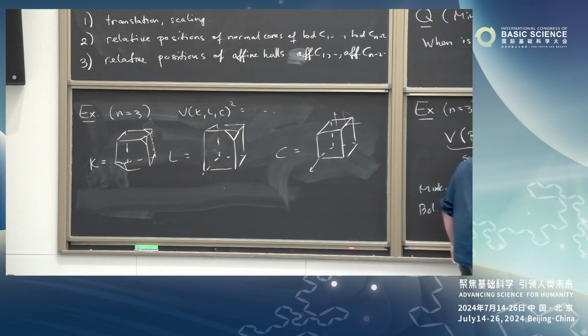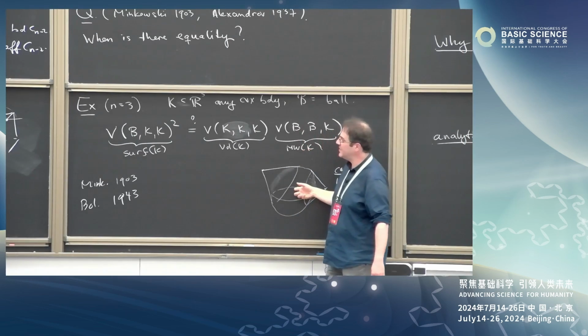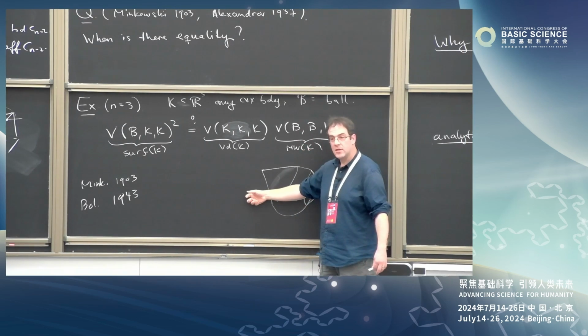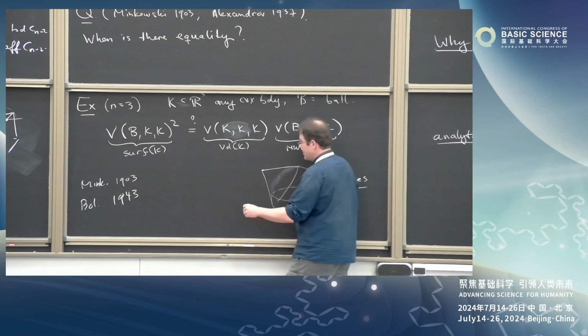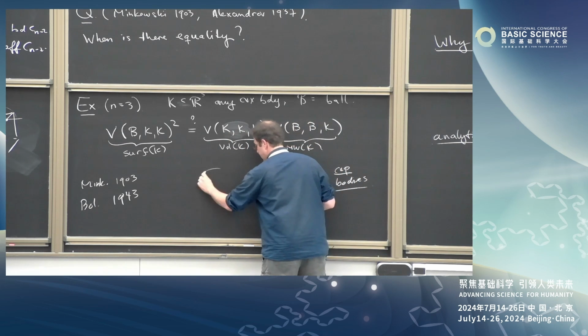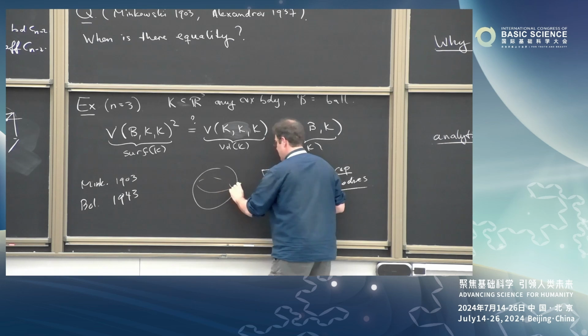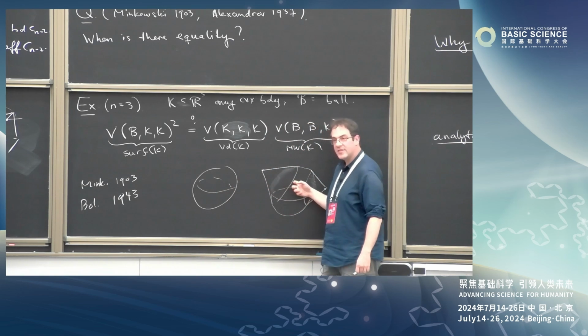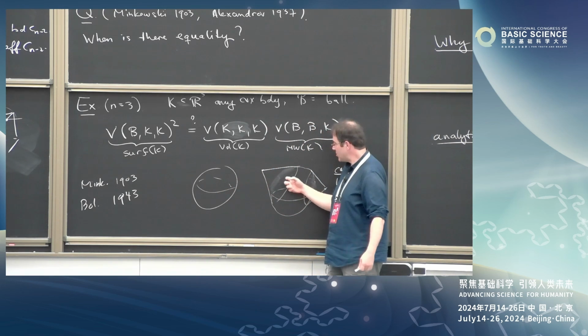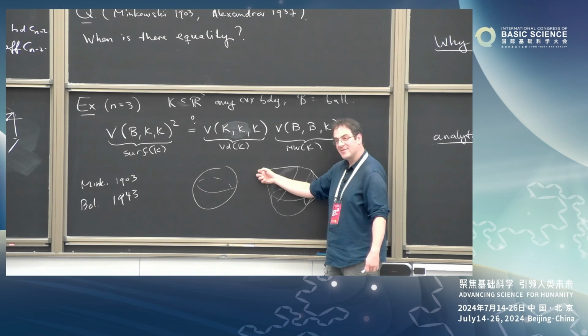But you see in this case, K and C are both cap bodies and L is a ball. You see what happens in this case, right? So two of them are cap bodies and one of them is just the ball. And you see the ball and the cap body are the same in all normal directions that are not normal to one of the corners, right? And that's exactly the same phenomenon that you see over here.